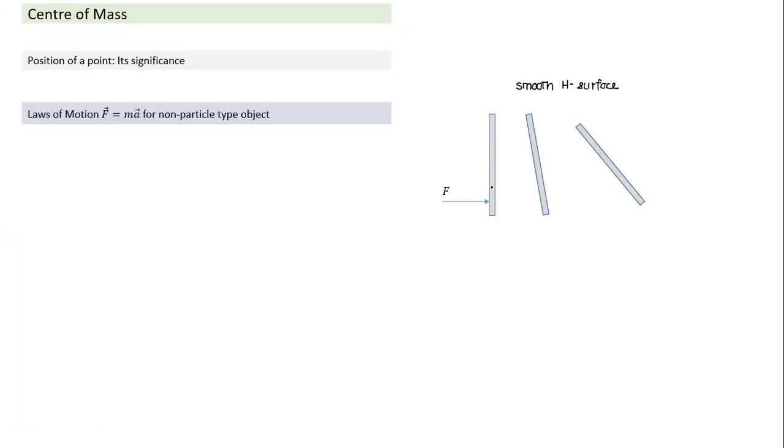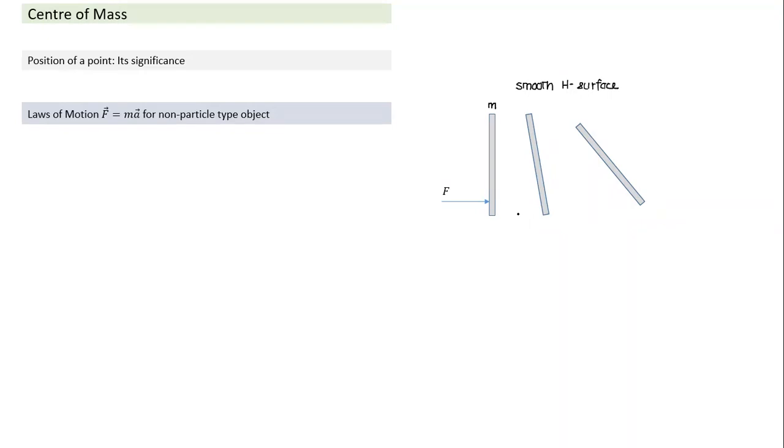But if the mass of the rod was m, and I have applied a force here, I should be able to apply laws of motion to this object for this force. So how do I apply F equals ma to a non-particle type object? In this case, it is not only undergoing translation, it is undergoing rotation also. So it is having both things here. How do I apply it to this case?